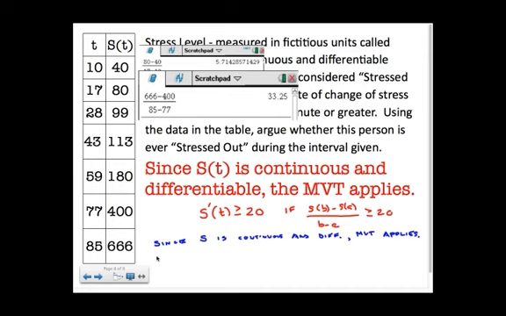Now, since (666 minus 400) over (85 minus 77) equals 33.25, by the mean value theorem, S prime of t has to equal that number, 33.25, somewhere on the interval that we used to find the average rate of change, so on the interval 77 to 85. So somewhere towards the end of class, this person was having enough tantrums per minute to be considered stressed out.